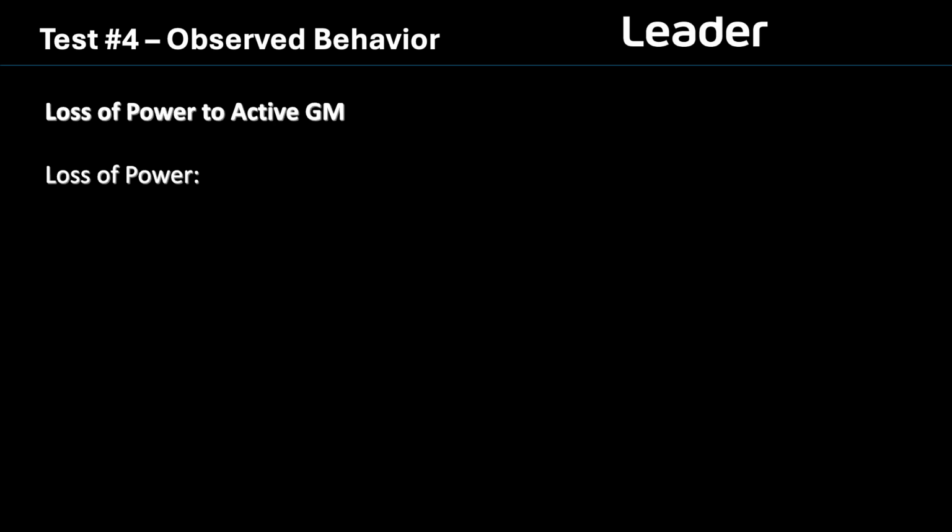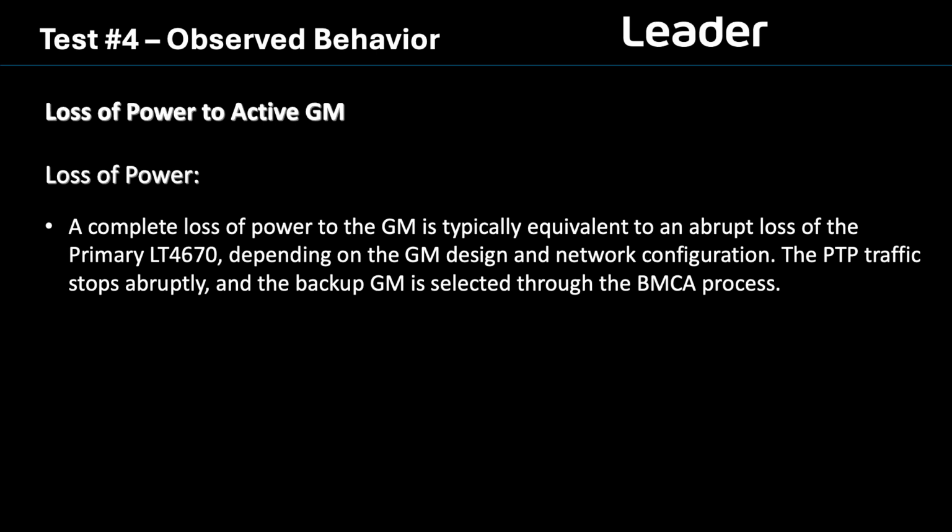Observe behaviour, loss of power to active Grandmaster. A complete loss of power to the Grandmaster is typically equivalent to an abrupt loss of the primary LT4670, depending on the Grandmaster design and network configuration. The PTP traffic stops abruptly, and the backup Grandmaster is selected through the BMCA process.